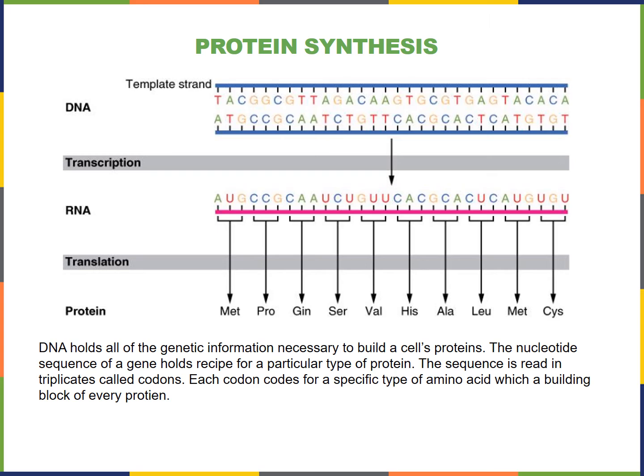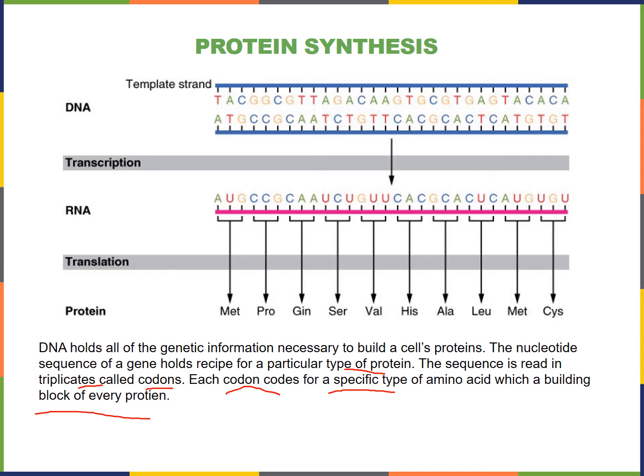Protein synthesis is a little bit close to the process of DNA replication, but this time it is coding. The DNA holds all of the genetic information necessary to build the cell's proteins. The nucleotide sequence of a gene holds the recipe for a particular type of protein. The sequence is read in triplets called codons. Each codon codes for a specific type of amino acid, which is the building block of every protein.